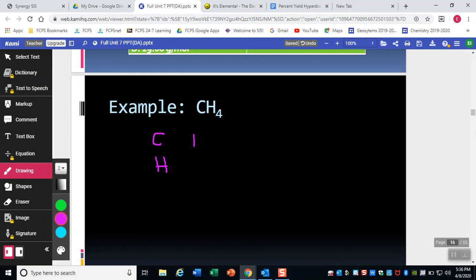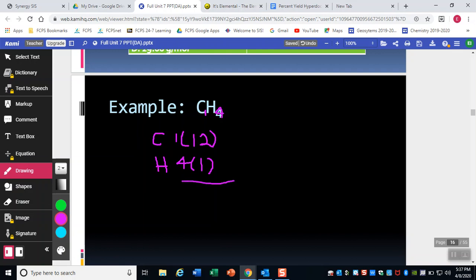Carbon is 12 grams if you look on the periodic table, and hydrogen is 1. Now the question is, how many of each of these do I have according to the formula? If there's nothing there, that means I have 1 carbon. This 4 means I have 4 carbons. I mean hydrogens, 4 hydrogens.